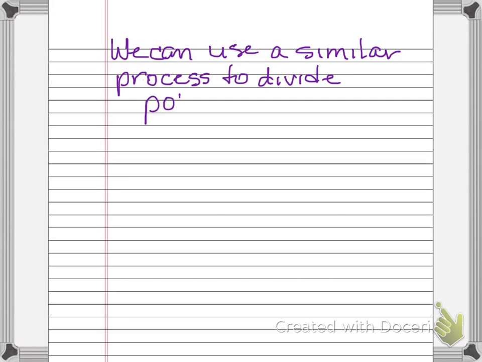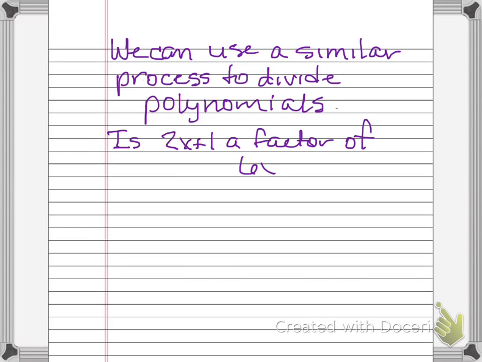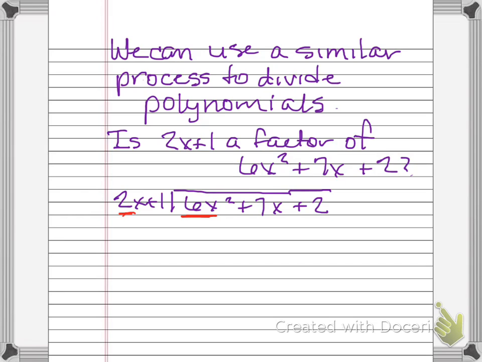So we can do a similar process to divide polynomials. We have our divisor, we have our dividend, and then we have our quotient. Your factor will always be your divisor, and then your expression will be your dividend. So let's set that up. And we're going to start with the same process here. We look at the first term and ask ourselves, what do we have to multiply the first term in our divisor by to make it equivalent to the 6x squared? We're going to multiply it by 3x.